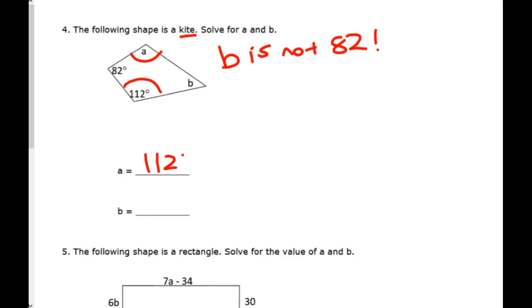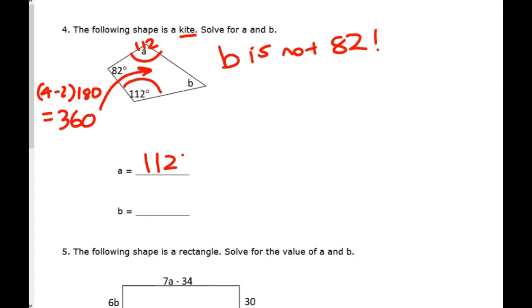Okay? On a kite, there is one pair of congruent angles that are across from each other. Okay? So if you know 112, you know A is also 112. However, B is not 82. B is not 82. Dang it. Okay. So here's what you're going to do. You're going to take the three angles you know and add them up. So this is a four-sided figure. Right? 4 minus 2 times 180 will give me the sum. So 360 is the sum of the interior angles.